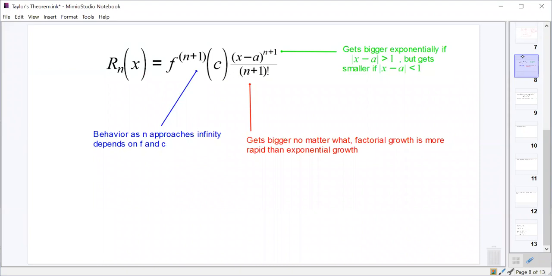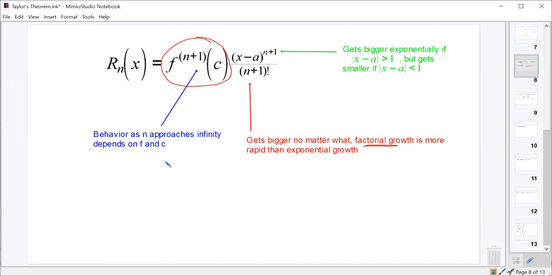All right. So this is our remainder form. I'm going to put it out here once more. We think about x minus a to the n plus 1. This gets bigger always exponentially as n increases if the absolute value of x minus a is bigger than 1, but it gets smaller if the absolute value of x minus a is less than 1. The n plus 1 factorial gets bigger no matter what, right? And it's important to point out that factorial growth is more rapid as we go towards infinity than exponential growth. And then this is the thing that often throws a wrench into it: the behavior of this depends not only on the function, but also on the value of c that we choose.